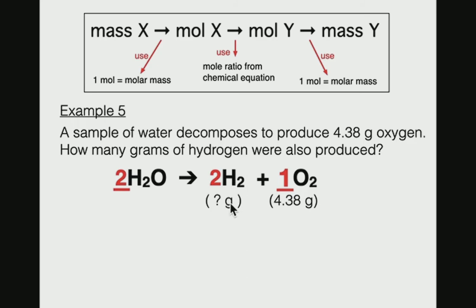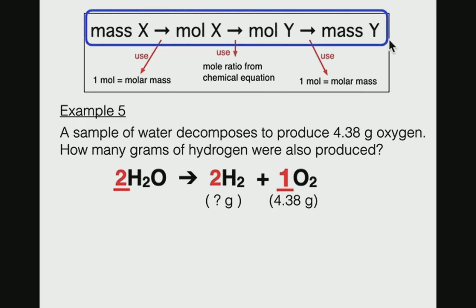So it's exactly the same. Just looking at the coefficients, that's our mole ratio between the two. So in this problem, we're going from mass of one substance to mass of another substance. So it's the full gamut there. This is referred to as a mass-mass calculation, by the way.